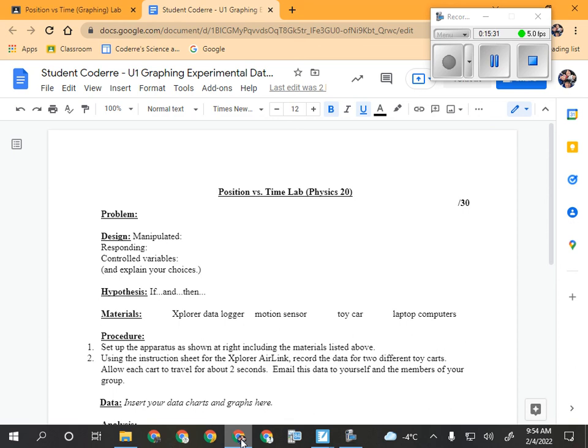Anyway, then you need to give me an explanation. So don't just say the manipulated variable is this. The explanation needs to include a couple of things. First off, how is time being manipulated? And how it will affect your experiment. Specifically, how will it affect your responding variable?